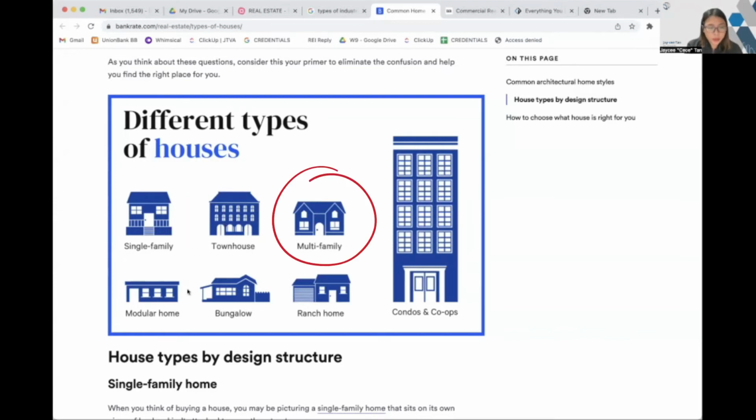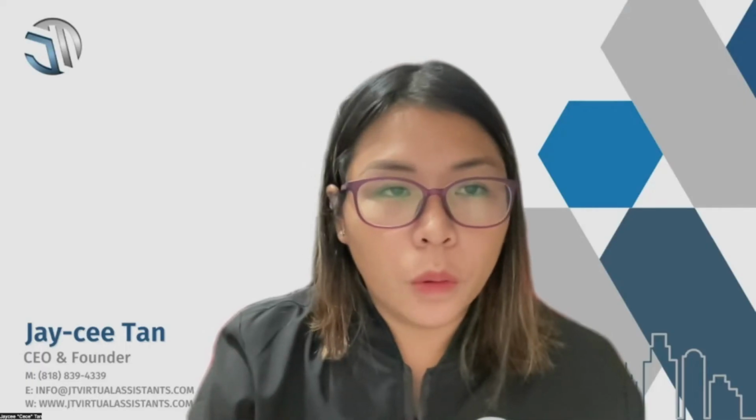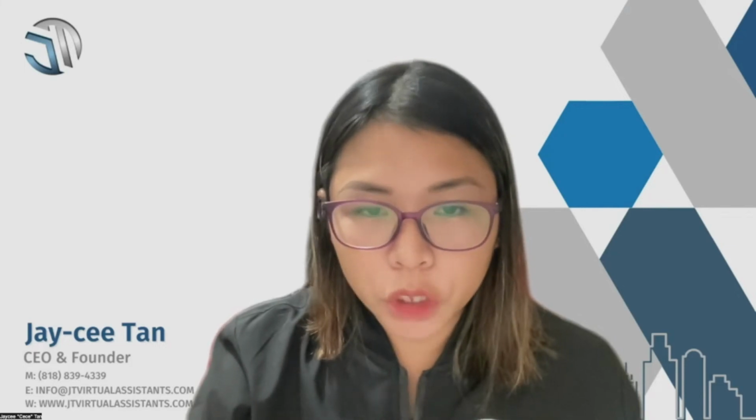We have multifamily, we have modular homes. This could also be manufactured homes. We have bungalow houses, and then we have ranch homes. So these are all single family houses, right? Now, the other is the commercial real estate.